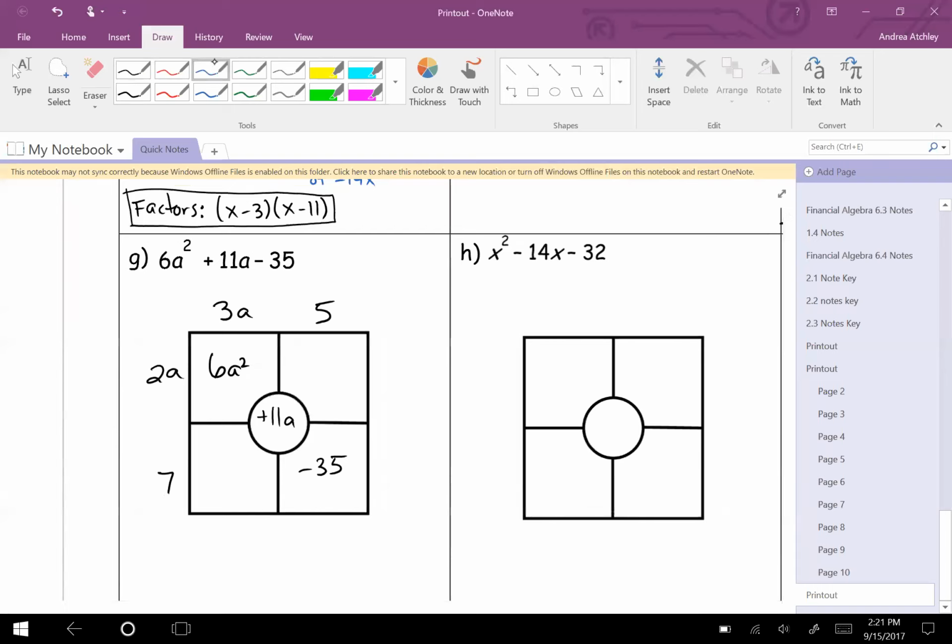Okay, let's check it. 5 and 2 is 10a. 3 and 7 is 21a. Now here, oh, we did this the first time. Those middle terms are subtracting. Okay. That means one of them needs to be negative.